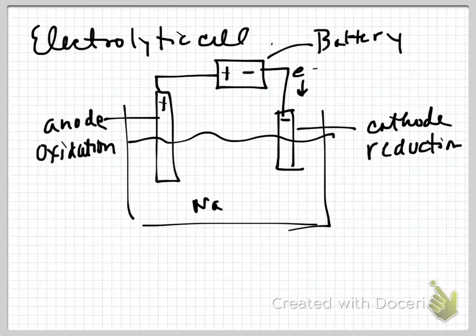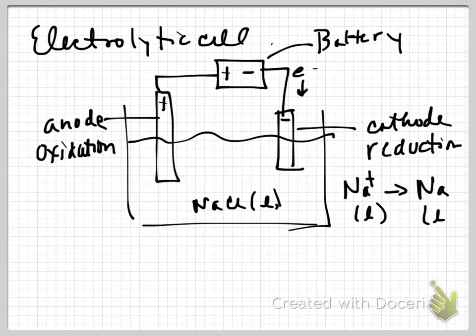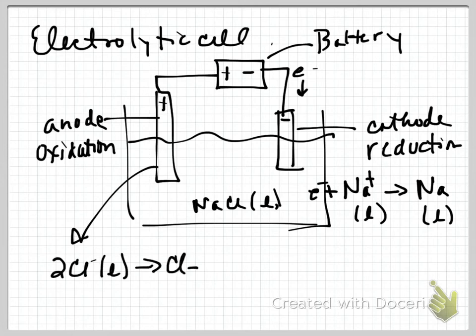Say we have molten sodium chloride here. Reduction then will be my sodium ion. Remember, it's molten, so it's going to be liquid going to my sodium metal. Shouldn't have written it in my cell, but I couldn't fit it. And then at the anode, we will have the chloride ion making chlorine gas and 2 electrons.